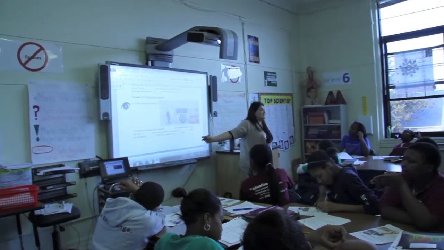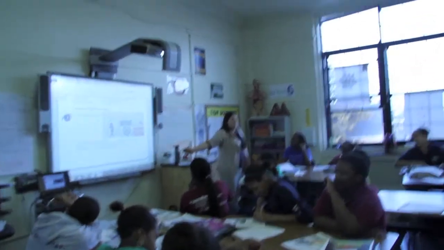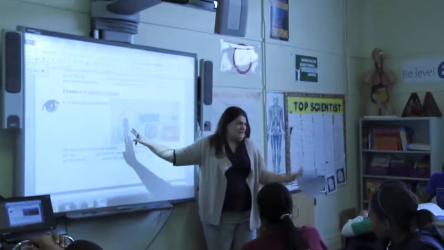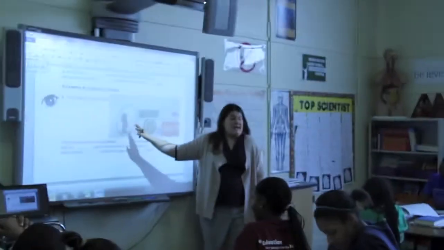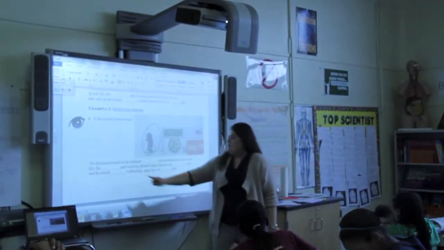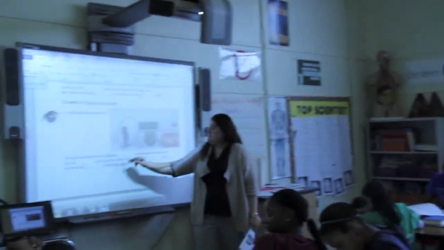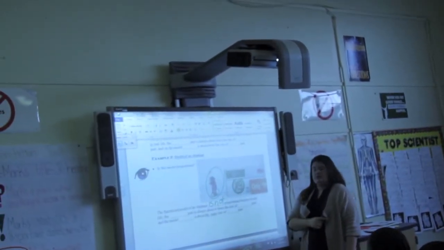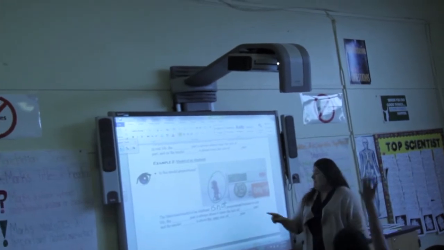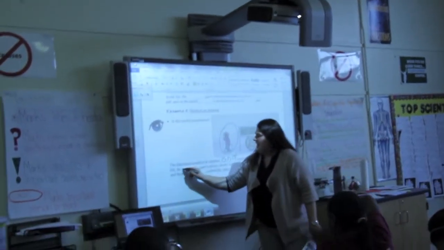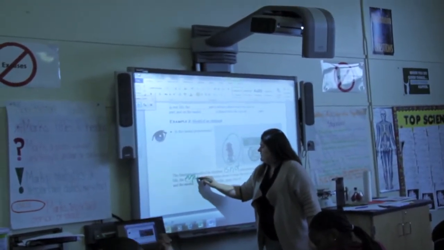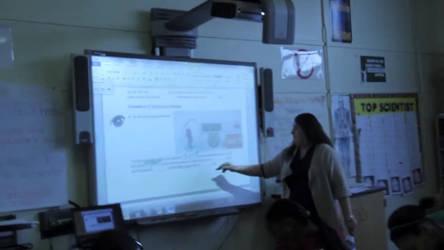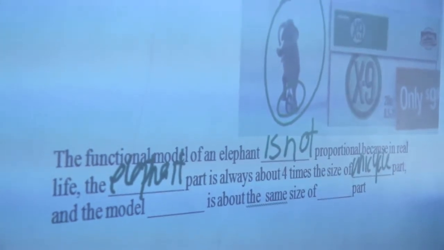Okay? A unicycle is made for a human. An elephant is much larger than a human. Okay? So for this one, you would put the functional model of an elephant is not proportional, because in real life, the elephant part is always about 4 times the size of a unicycle. The whole statement, please.